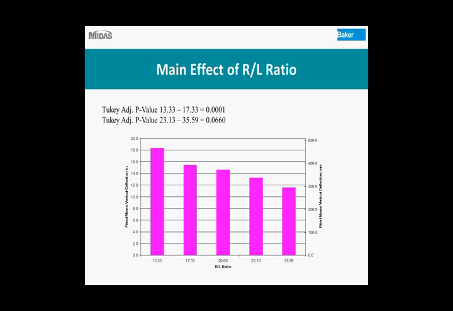And looking at our Tukey adjusted p-values, our last two R over L ratios, the 23.13 is for when we have a 650-foot radius bridge, and the 35.59 is for a 1,000-foot radius bridge. You can see the bigger the radius of the bridge, the smaller the deflections we're going to see during construction.